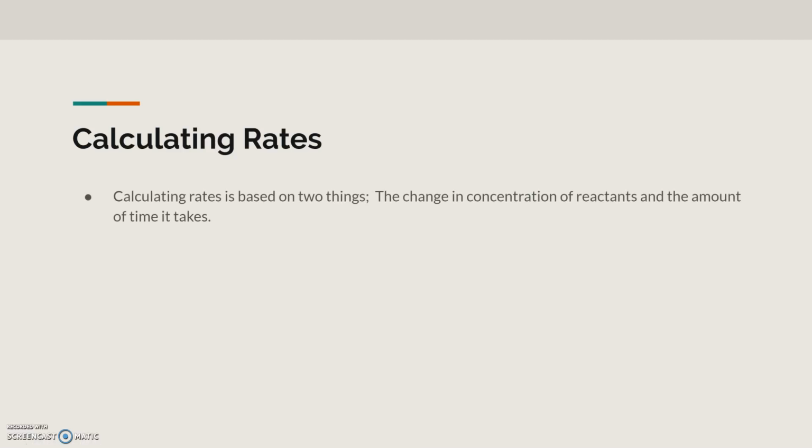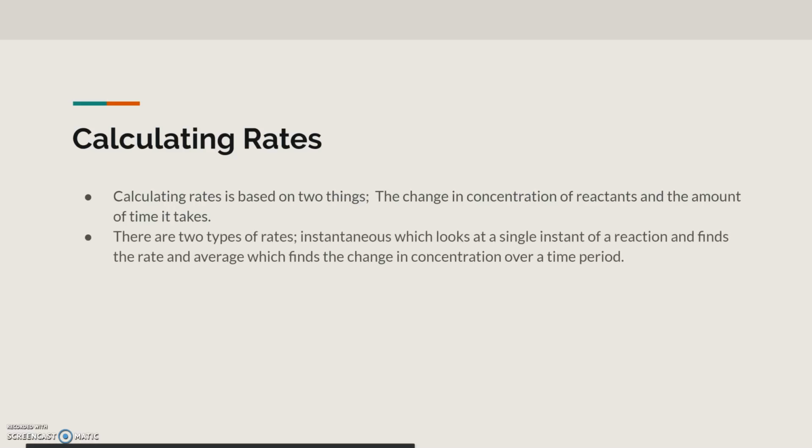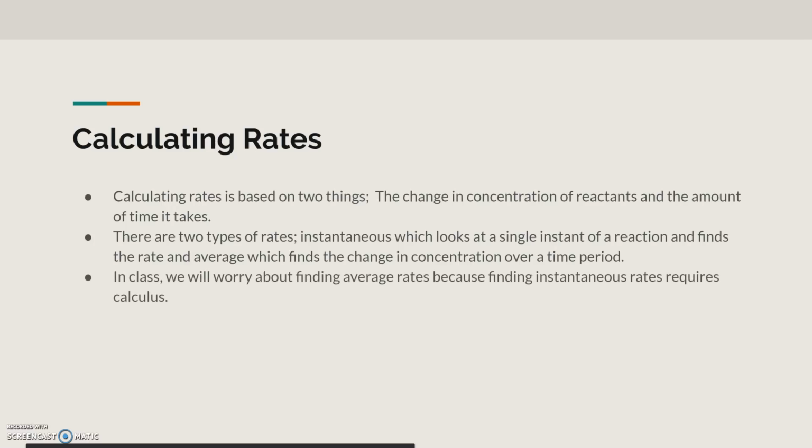Calculating rates is based on two things: the change in concentration of reactants and the amount of time it takes. There are two types of rates: instantaneous, which looks at a single instant of a reaction and finds the rate, and average, which finds the change in concentration over a time period. In class, we will worry about only finding the average rates, because finding the instantaneous rates would require calculus.